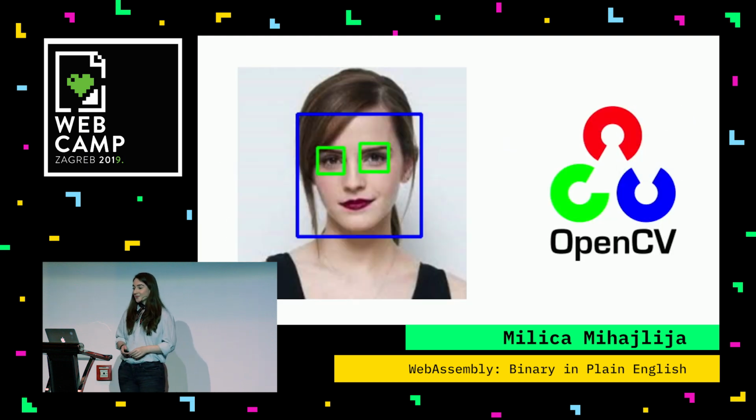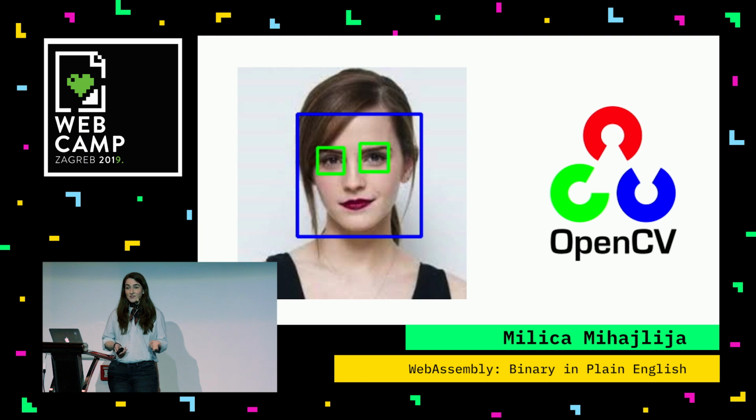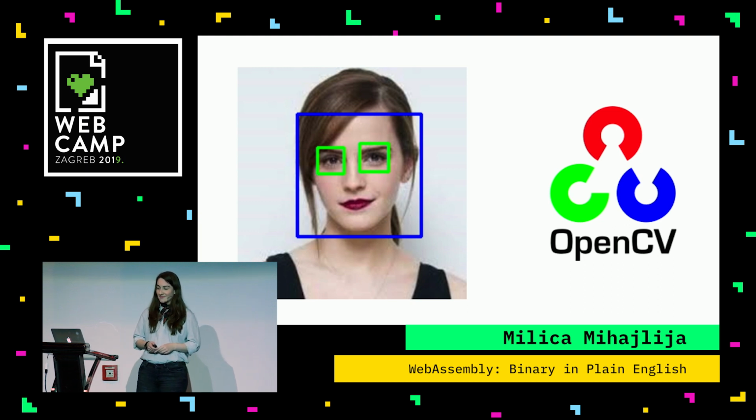And George yesterday talked about face detection in the browser, and he mentioned a computer vision library called OpenCV. Parts of OpenCV have been compiled to WebAssembly, which enabled use of this C++ library directly in the browser with performance an order of magnitude faster than a similar JavaScript library.